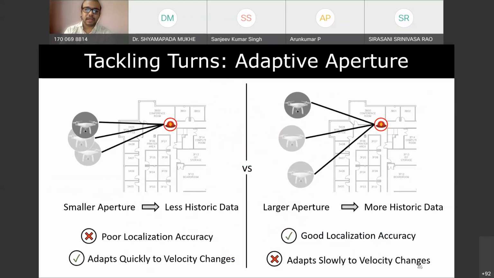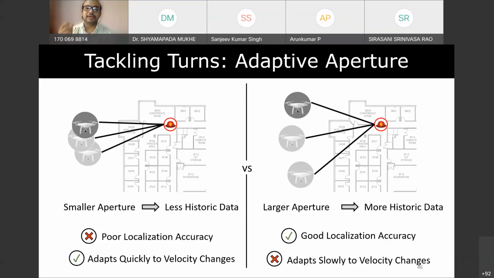If the size of the aperture is small, your historical data is less, as I've shown on the left-hand side. If your aperture is small, your localization accuracy will also be poor, because the span of x1, y1 to xn, yn is very small. So the amount of variation that you have seen in the range is small, which gives you poor accuracy in localization. However, it adapts to velocity changes, because the next time the person has changed his location, you have changed your aperture also.